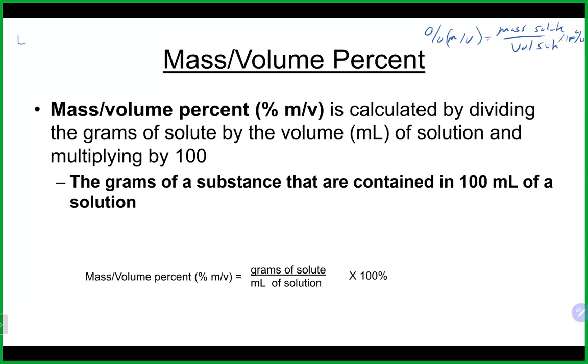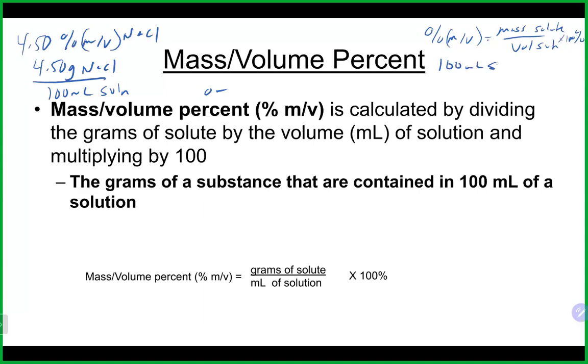And if you had a 4.5% by mass to volume of sodium chloride, you could turn that into a usable conversion factor: 4.5 grams of sodium chloride in 100 milliliters of solution. Or again, you could flip it around. 100 milliliters of solution would get you 4.5 grams of sodium chloride. So these are three percent concentrations that are sometimes used: mass percent, volume percent, and mass to volume percent of a solution. Any questions on those there?